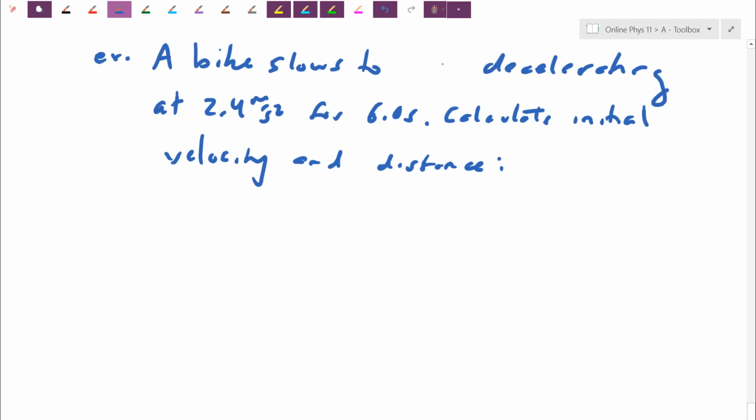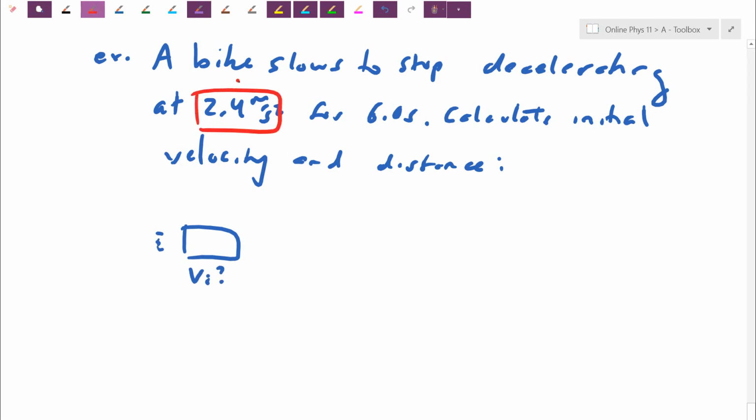So as always, I like starting off with a picture if we can. We have a bike. I'm assuming that it's moving because we're going to have to decelerate. It's going to have some initial velocity I don't know. We have a number here, 2.4. That's meters per second squared, so I'm expecting it's an acceleration. And this is actually a deceleration. It means I'm slowing down.